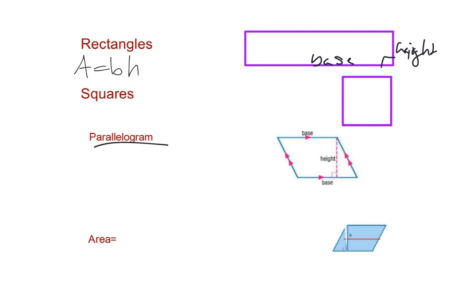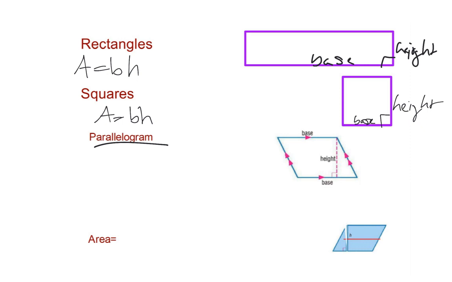And for squares, of course, we make a right angle here, and our base and our height will actually be the same for a square, but we still just multiply them. Area is equal to base times height, again.